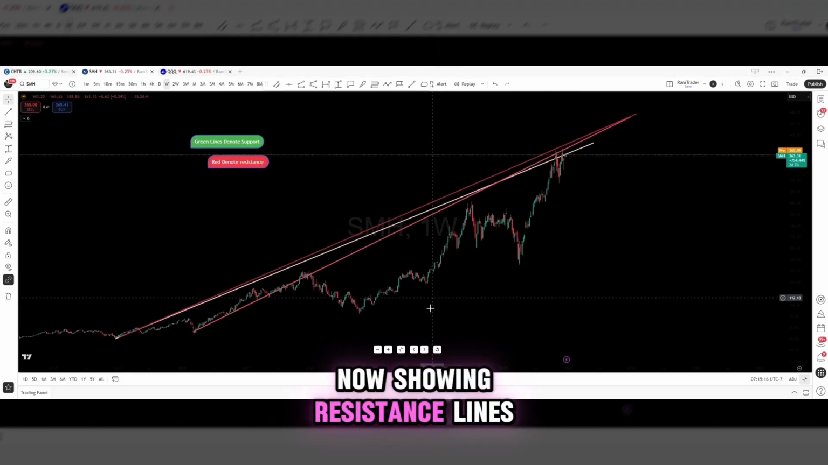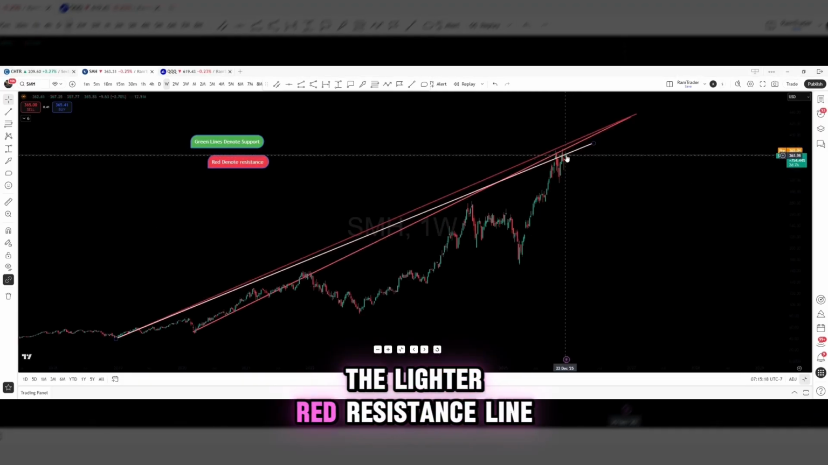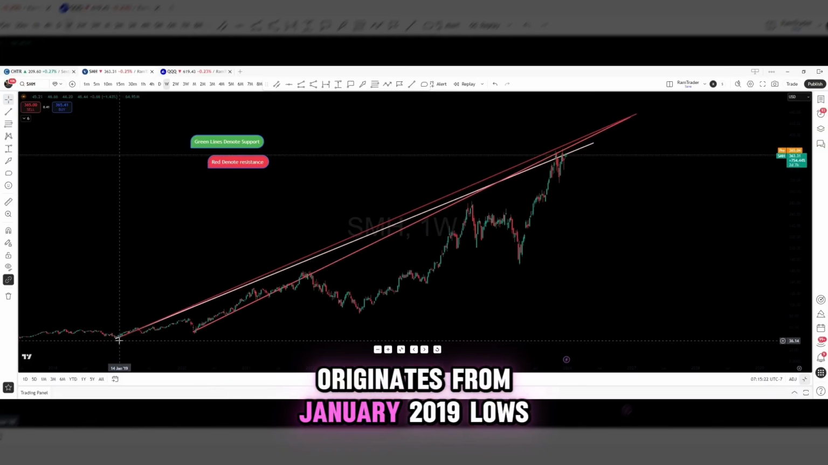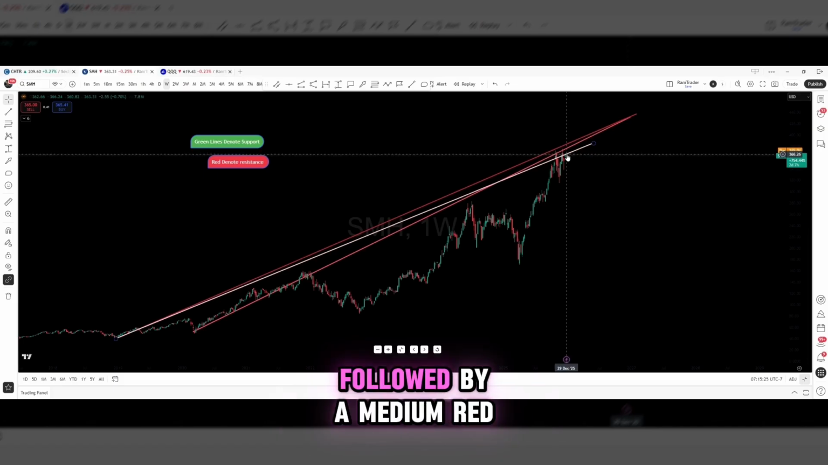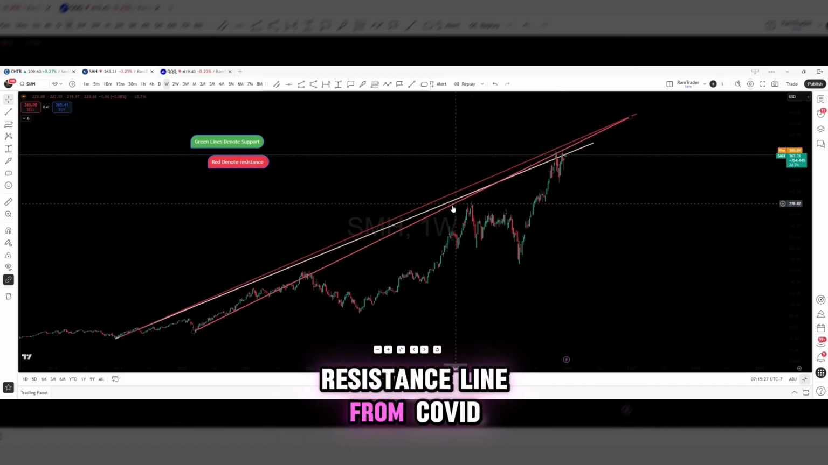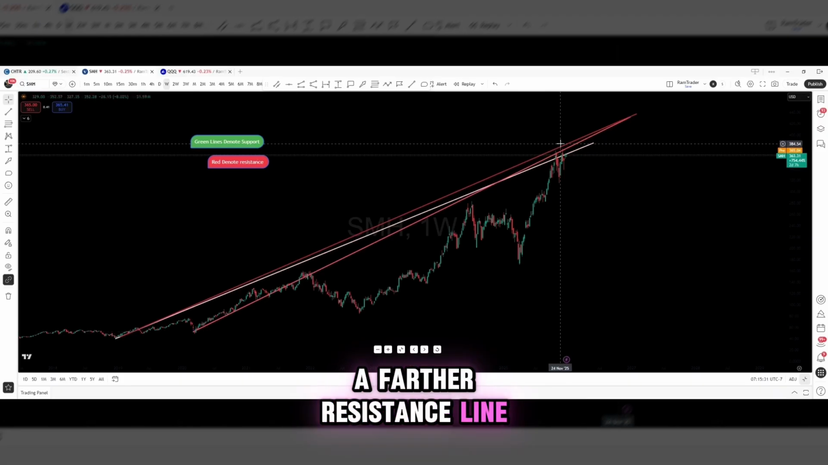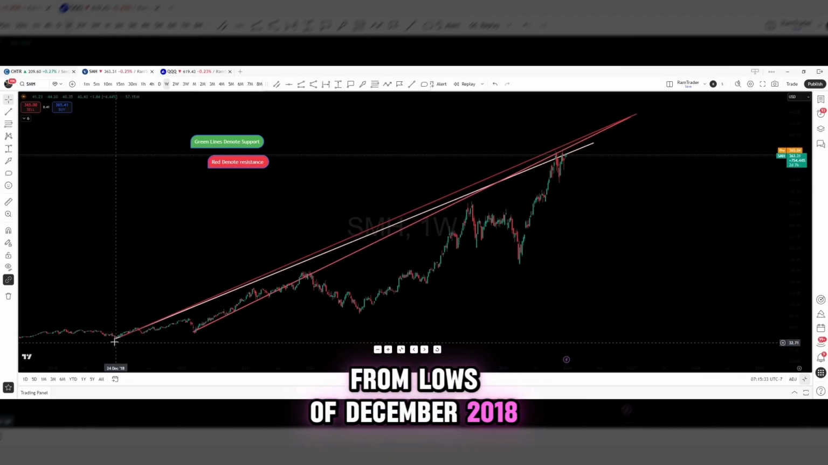Similarly, now showing resistance lines. The lighter red resistance line that price is currently hitting against originates from January 2019 lows, followed by a medium red resistance line from COVID lows of March 2020, and a farther resistance line from lows of December 2018.